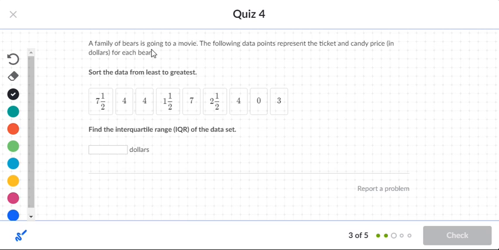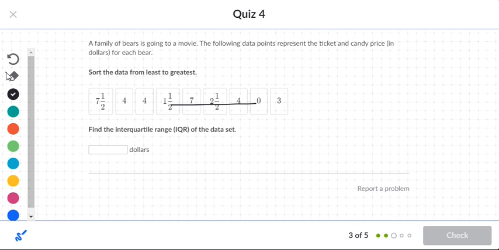Okay, a family of bears is going to a movie. The following data represents the ticket and candy cost in dollars for each bear. So we want to sort the data from least to greatest. So we want all the smaller numbers first. So we want to go with the 0.